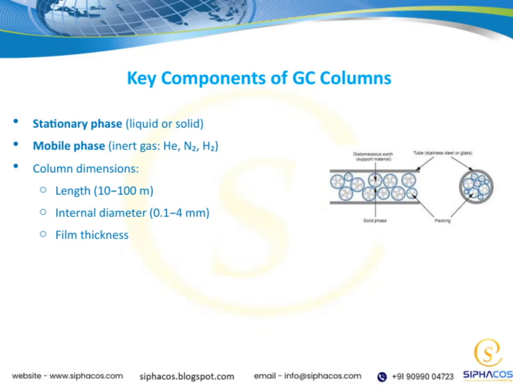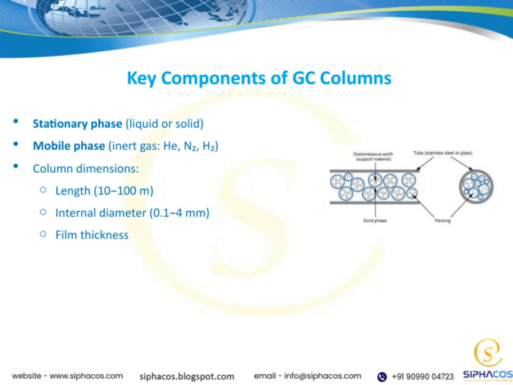Now, let's take a closer look at the key components of GC columns. First, we have the stationary phase, which can be either liquid or solid. This phase is crucial because it interacts with the analytes and helps separate them as they pass through the column. Next is the mobile phase, typically an inert gas like helium, nitrogen, or hydrogen. This gas carries the sample through the column and plays a vital role in the separation process.